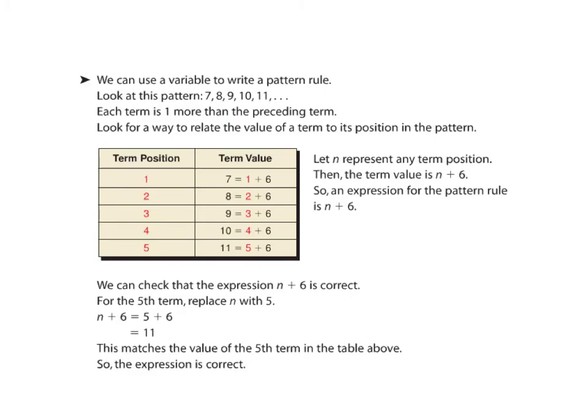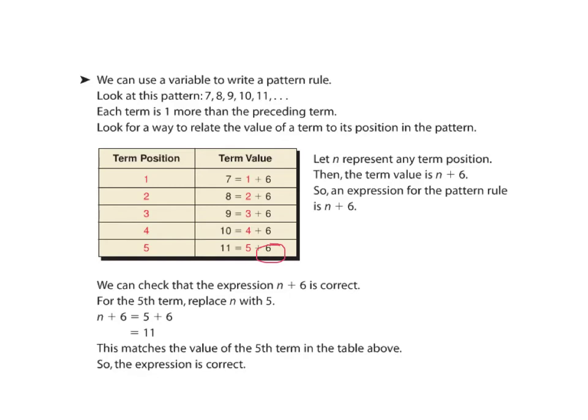And what they've noticed is that the term number plus 6 gives us our new number. 2 plus 6, which was our term number, gives us 8. 3 plus 6 does give us 9, and 4 plus 6 does give us 10, and 5 plus 6 does give us 11. So the plus 6 being the rule part.